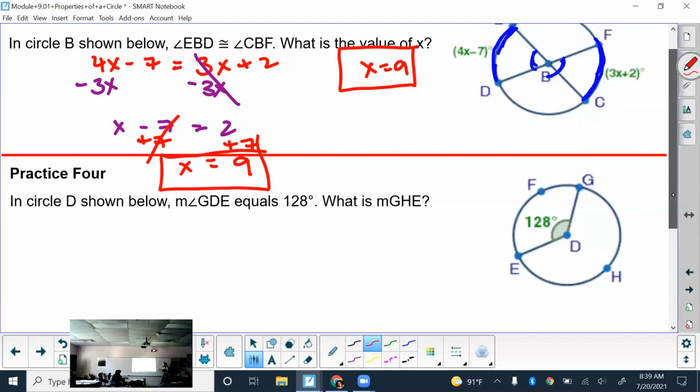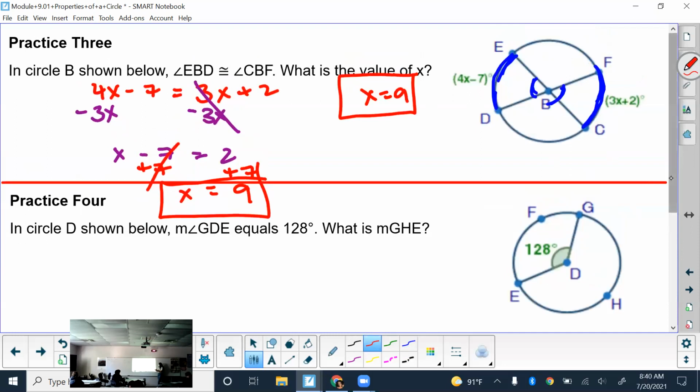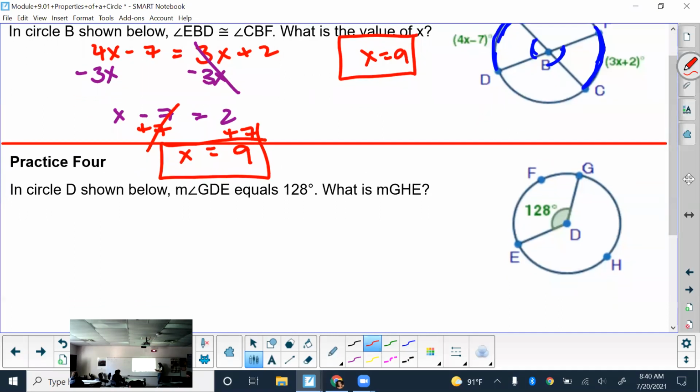All right, now circle D shown. We have GDE equals 128 degrees. What is the measure of, or sorry, not MHE, GHE? So we're looking for this side. How can I figure that out? 360 minus 128. Good, because 360 is the full circumference of the circle.